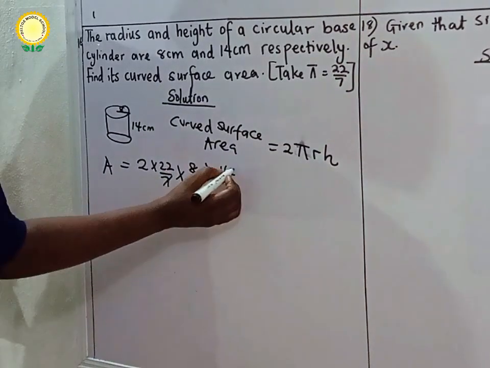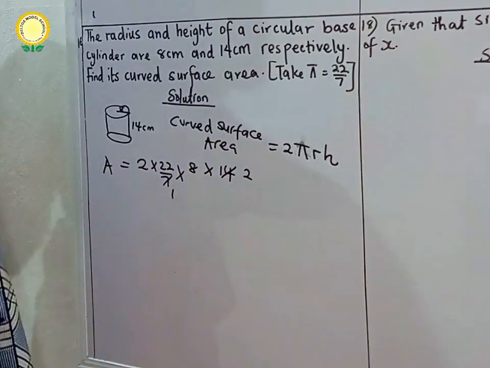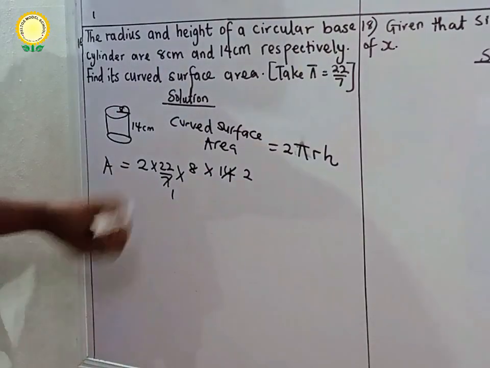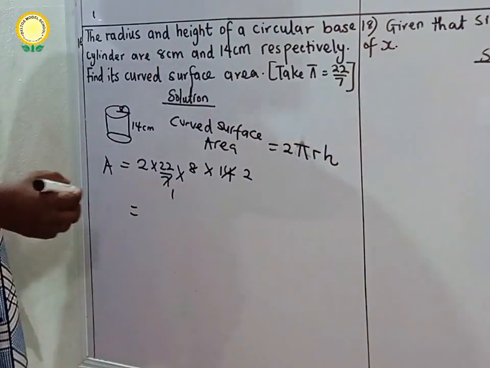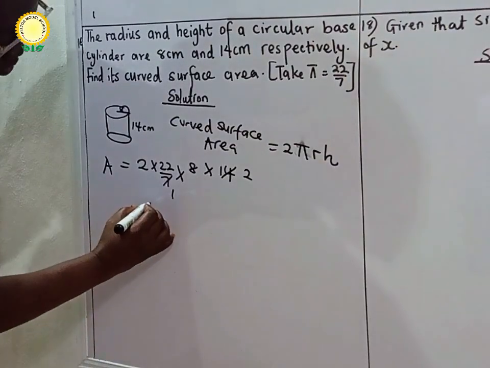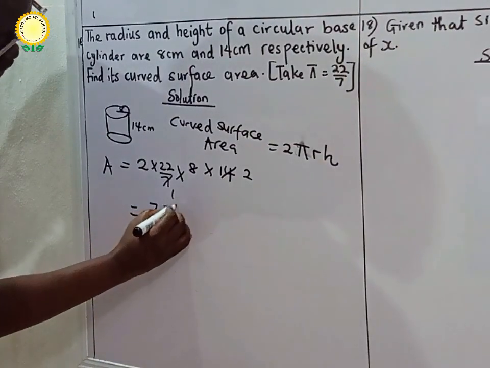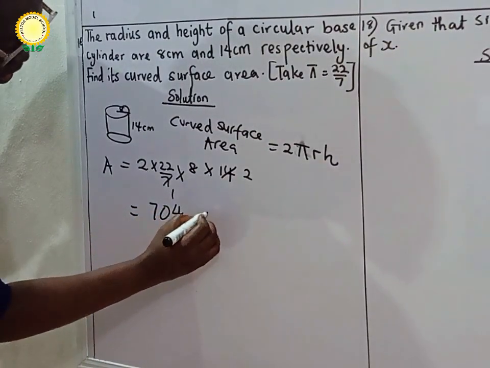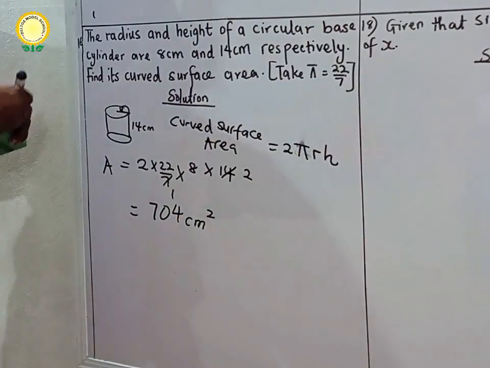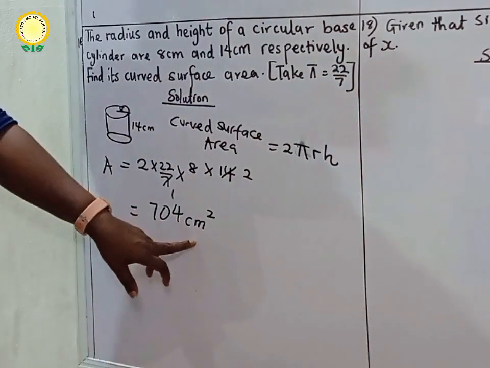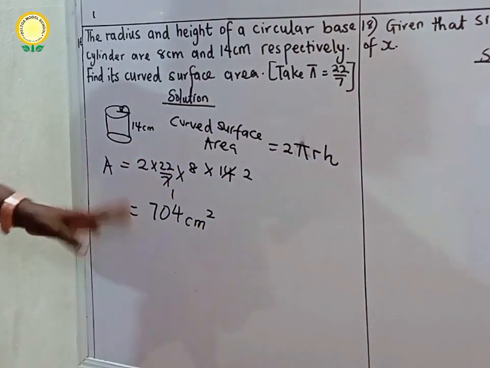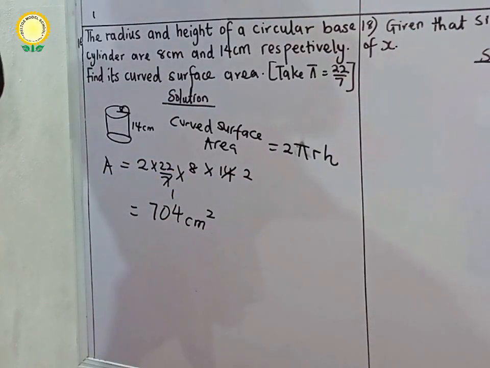So we have 7 here, 1, 7. How many 7 can I find in 14? That is 2. So we have 44 times 16. That will give us what? 704 centimeter squared. Remember, we are talking about area, so your answer is going to be in centimeter squared.